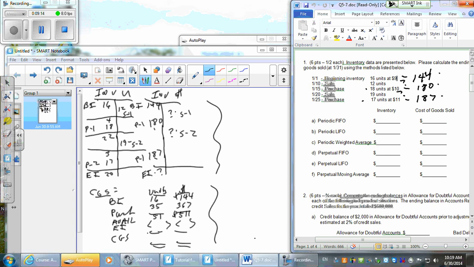So now what I want to do, well, how many units were available? 51. How many do I have left at the end? We already calculated that, didn't we? It's 20, isn't it? So if I take 20 out in the inventory here, how many must I have sold? 51 less 20 is 31. Well, did I sell 31?